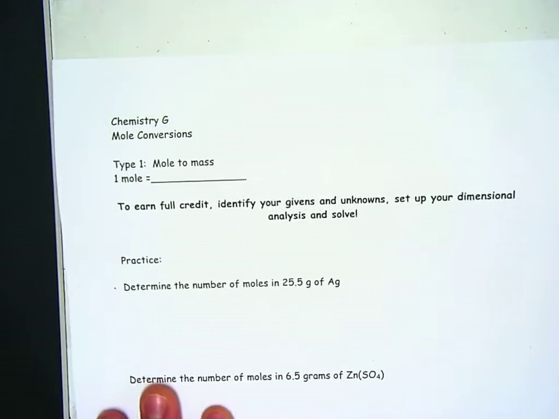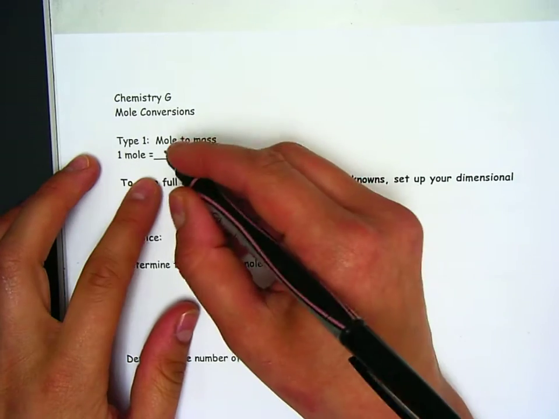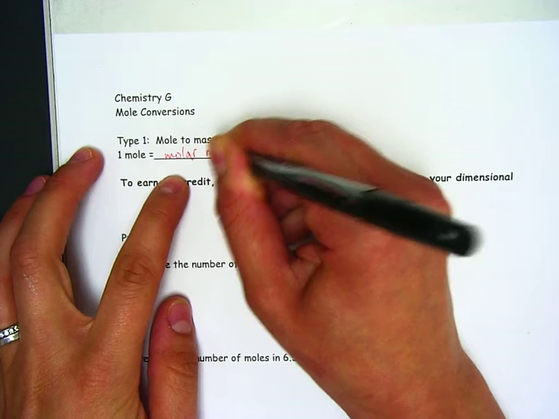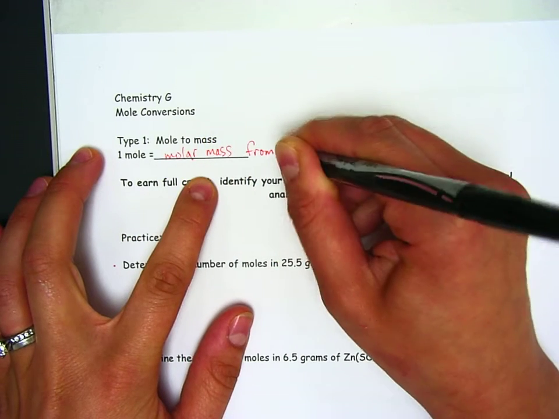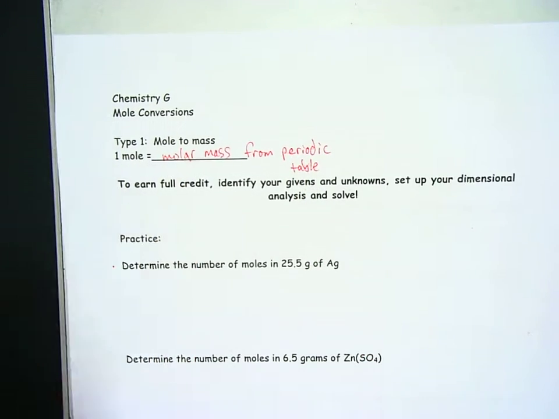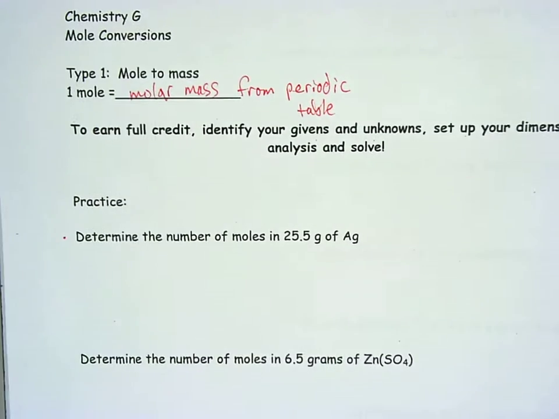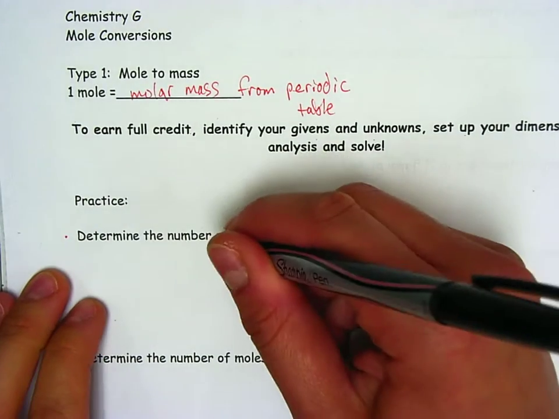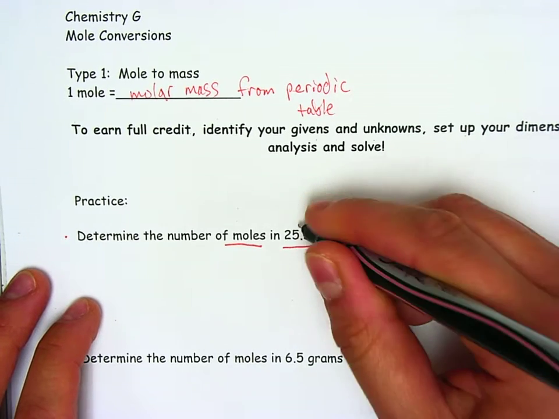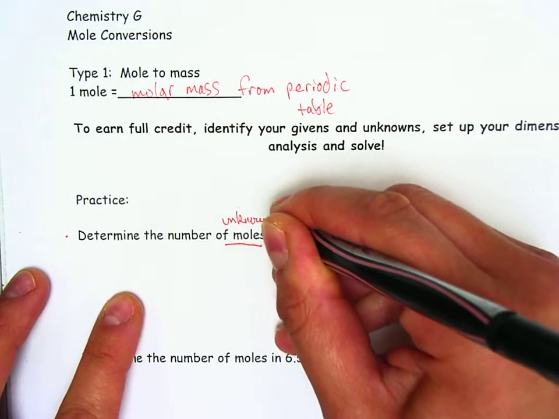Okay, so for example, the first problems we'll do are moles to mass or mass to mole. So again, 1 mole is equal to the molar mass from the periodic table. The first one's a little easier, just to get used to working with mass here. It says determine the number of moles in 25.5 grams of silver. So this is your given. This is your unknown, what you're trying to figure out, the number of moles.